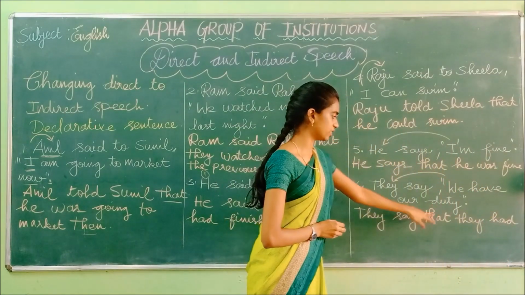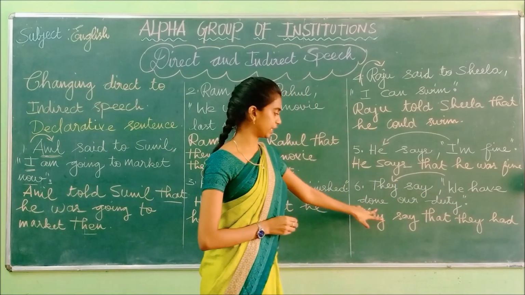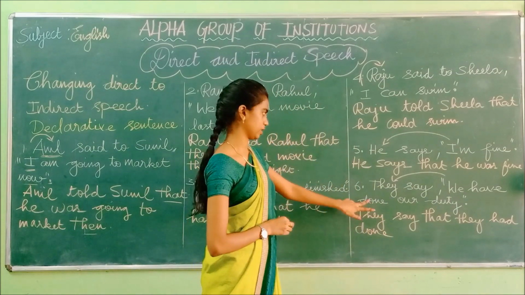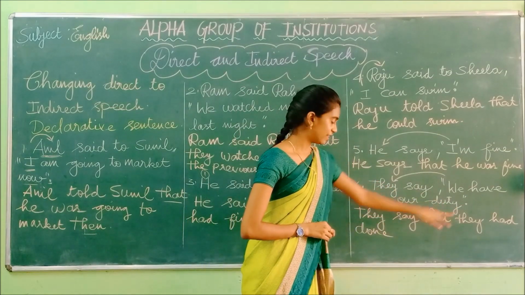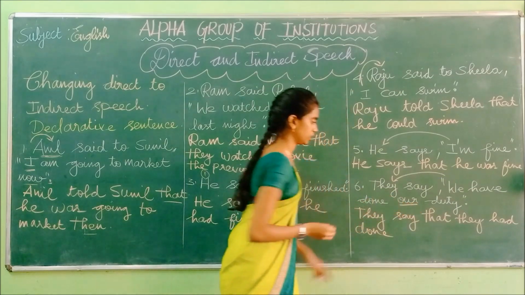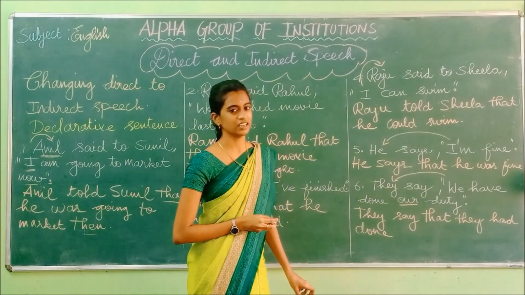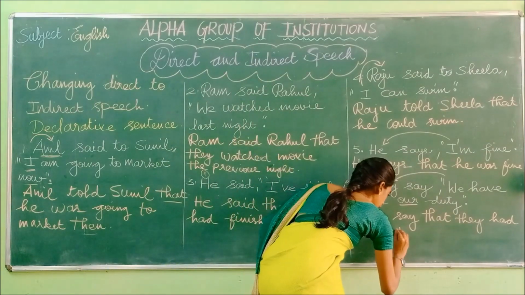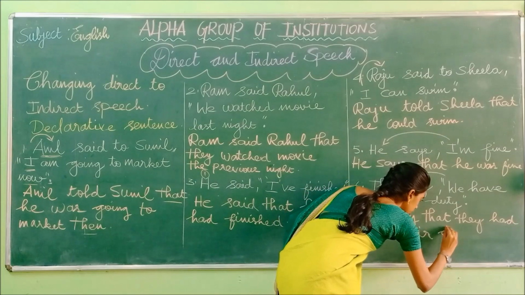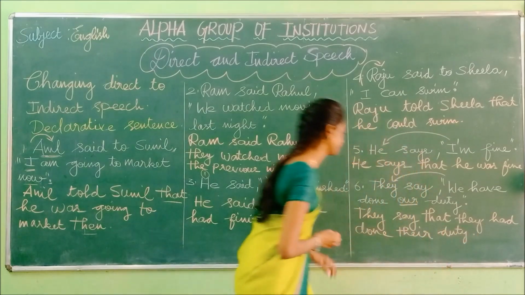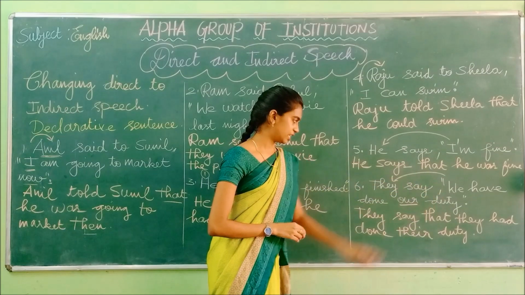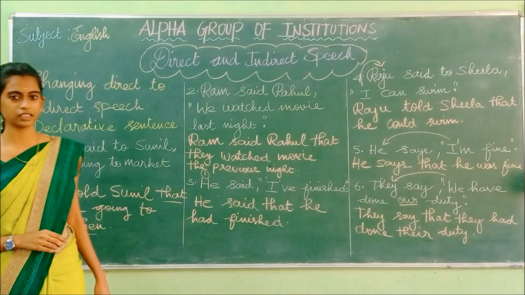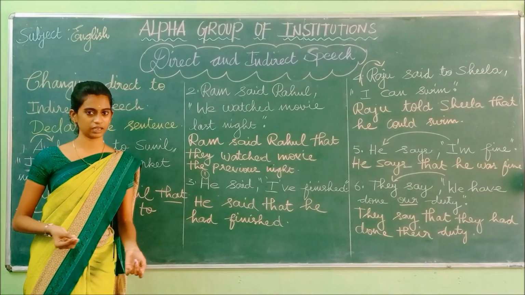Okay, so they say that they had done. Done, D-O-N-E, is already in the past tense, so we have to write as it is. So they said that they had done our duty. So how will the "our" be changed? Yes, it will be changed into "their", T-H-E-I-R. Their duty. So they said that they had done their duty. Have you understood these sentences of how to change direct speech into indirect speech?